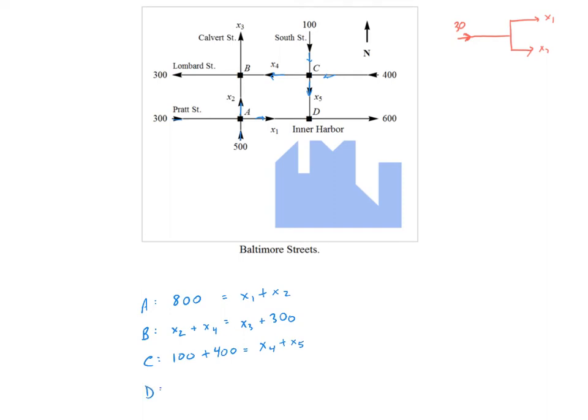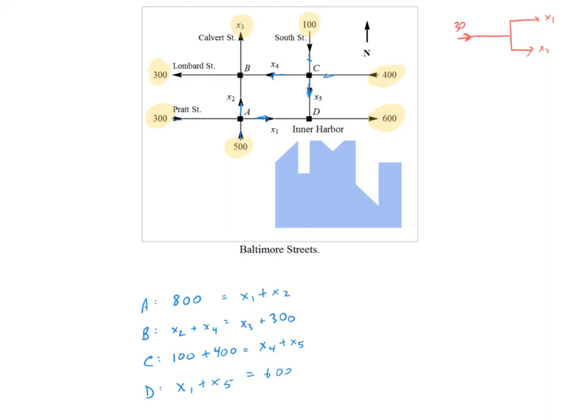All right, and then last, intersection D, we have x5 flowing in and x1 flowing in, so x1 plus x5 is equal to the only outflow from intersection D, or that node, which is 600. Now we can actually write down one more equation that doesn't deal with any of the nodes, but deals with the network as a whole, and that is that the total flow into the network is equal to the total flow out of the network. So let me just highlight all of that. There is all of our flow in and out.